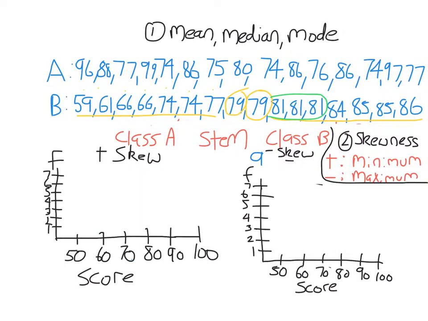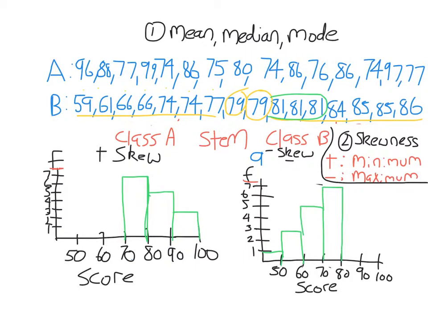I'm going to set up two histograms, one for Class A, one for Class B. So histograms always have F, the frequency, on the vertical axis, and the higher the bars, the higher the frequency. So if we look at Class A, there were no scores in the 50s or 60s, but there were 7 in the 70s. So I draw a bar up around the 7s, then there were 5 scores in the 80s, and then there were 3 scores in the 90s. So for Class B, sort of the opposite happened. There was 1 in the 50s, then there were 3 in the 60s, 5 in the 70s, and then there were 7 in the 80s.